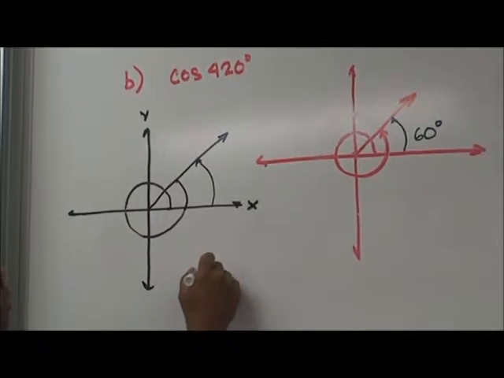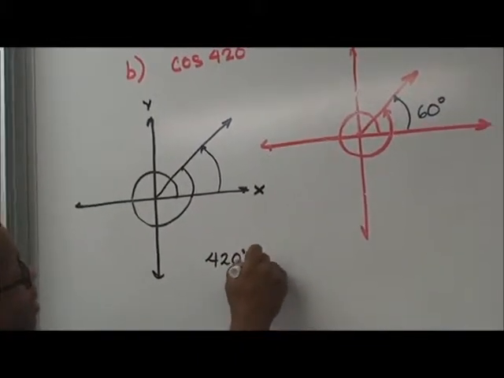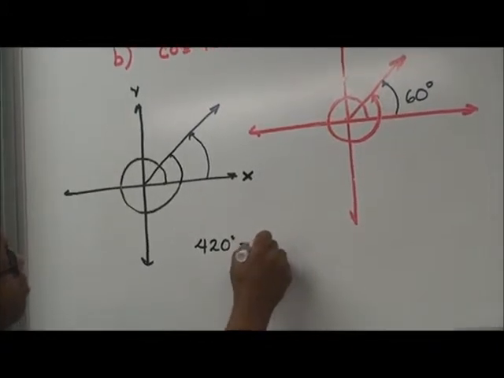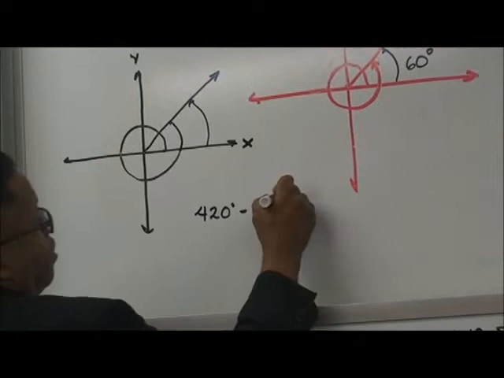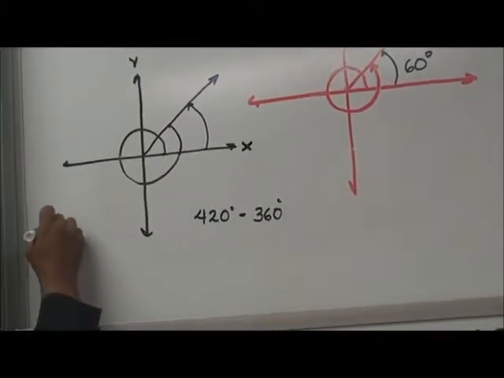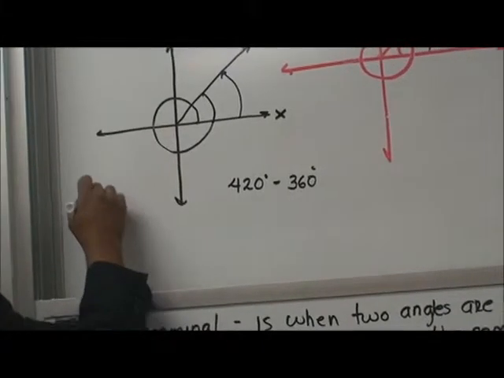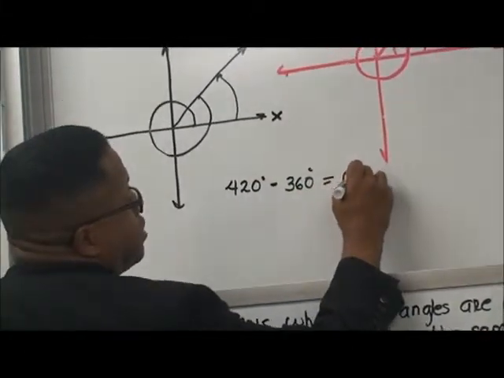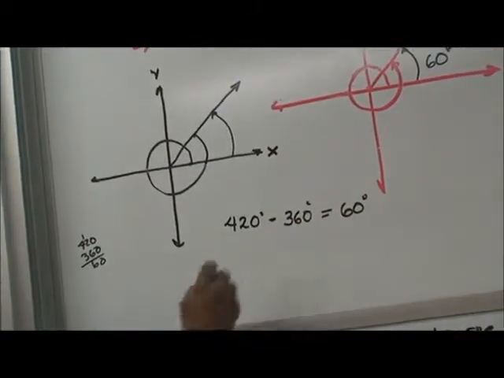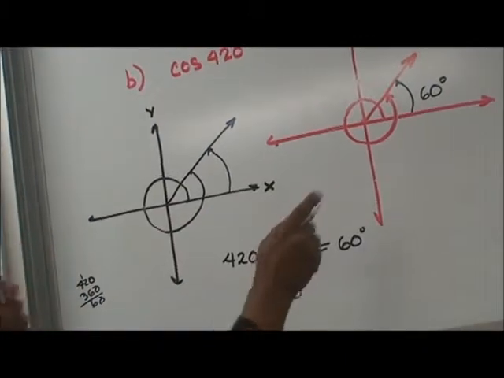And so when we calculate this, we say 420 minus 360 degrees. We want to subtract 360 from 420. So what would that be? Doing that, we get 60 degrees. So we get 60 degrees for this angle. So it's going to be cosine 60 degrees, just like so over here.